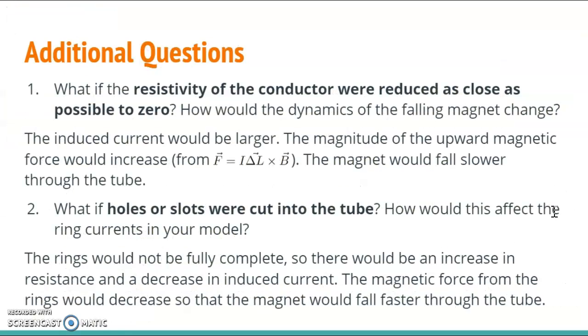So, some more questions. What if the resistivity of the conductor were reduced as close as possible to 0? Then the induced current would be larger, and so the magnitude of the upward magnetic force would increase, and so the magnet would fall slower through the tube. And also, if holes or slots were cut into the tube, then the rings wouldn't be fully complete, so there would be an increase in resistance and a decrease in the induced current, and the magnetic force from the rings would decrease so that the magnet would fall faster through the tube.